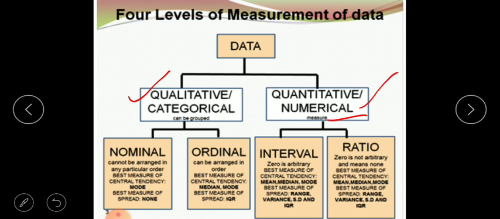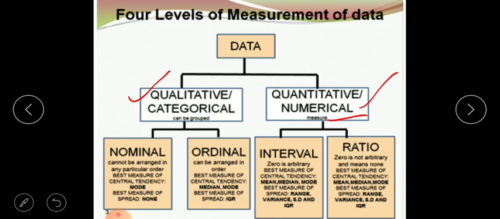The third one is the interval scale. Zero is arbitrary in this case. We do not have an absolute zero. We can start from any point and start counting from there. We are more interested in the differences among two people. For central tendency, we can find the mode, median, and mean. For spread, we can find deviations, range, variance, standard deviation, and IQR, that is interquartile range. So all these things can be done.